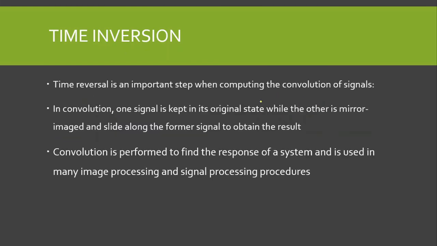Time reversal is also very important because we can use time reversal in computing the convolution of signals. Convolution of signals is used to find the output response of the system. So that's why convolution is very important. In convolution, one signal is kept in its original state while the other is mirrored and slid along the former signal to obtain the result. So this convolution process is used in image processing and signal processing procedures, and this can be done using the time reversal process. That is why time inversion is very important.